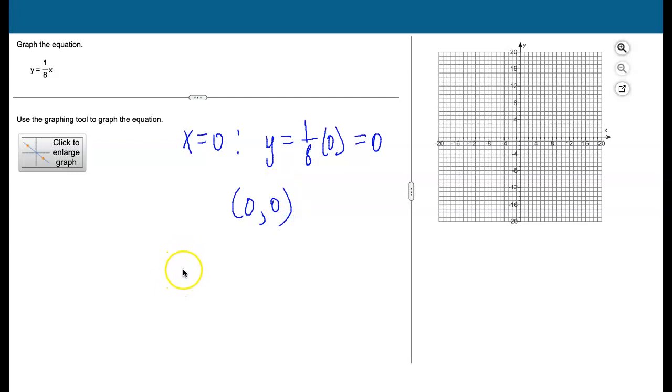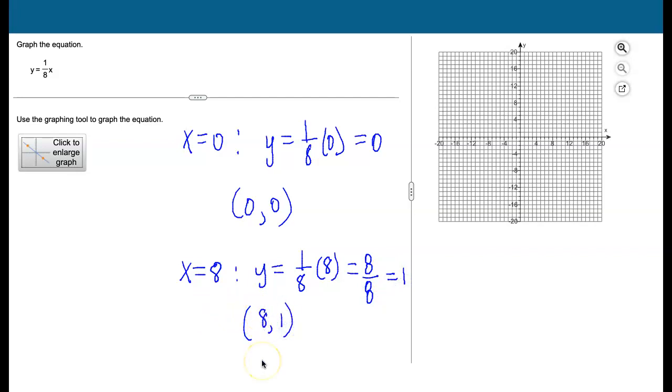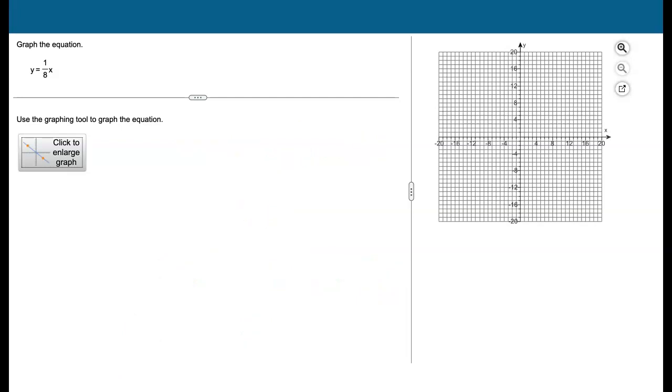If we now, let's say, let x equal 8, then y is equal to 1/8 times 8, which is the same as 8 divided by 8, which is just 1. So that gives us the point 8, 1 on our graph. So if we were to use this graphing tool and use the points 0, 0 and the point 8, 1 to be able to graph the line, it should graph the line perfectly for us. So that is what we're going to do. So we're going to turn my graphing tool off, and now we'll actually use those 2 points.